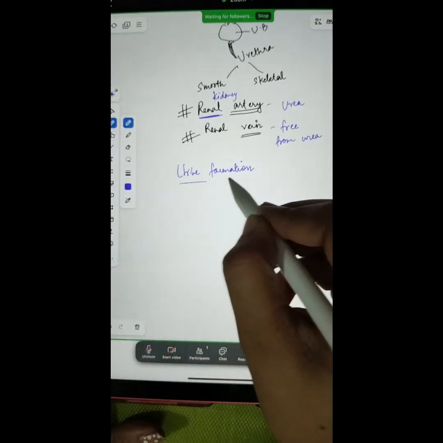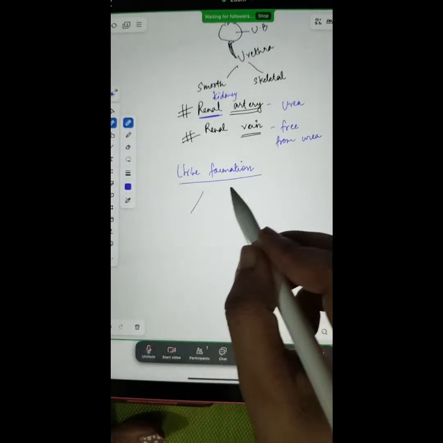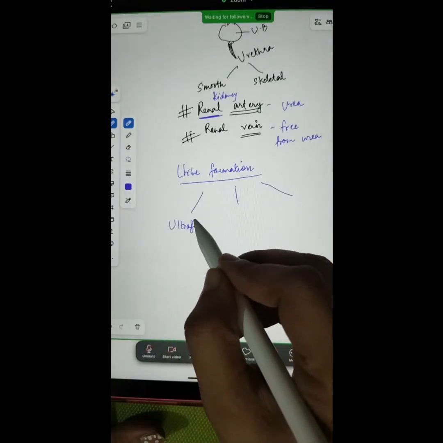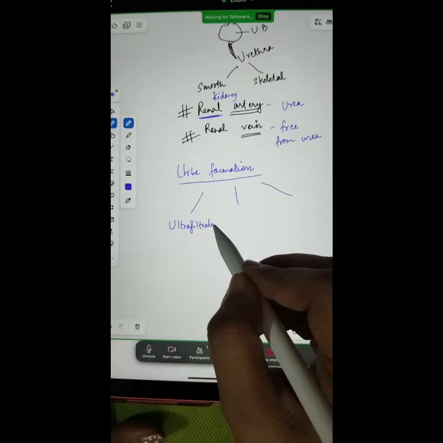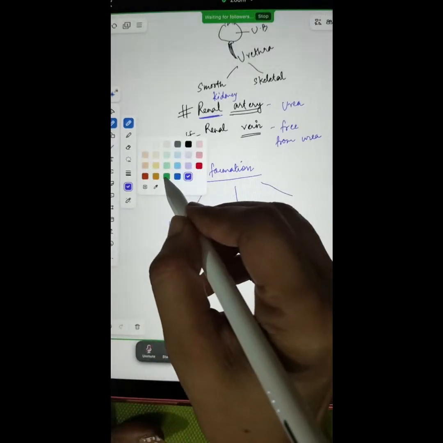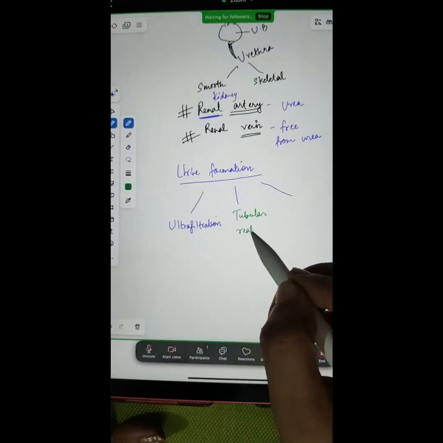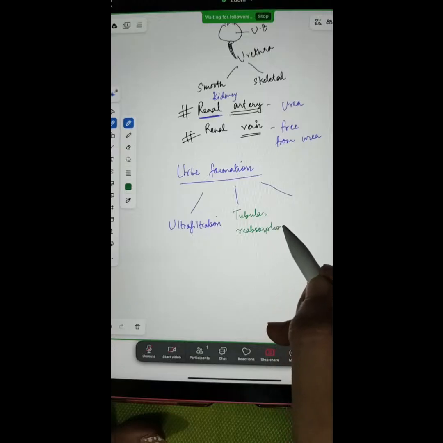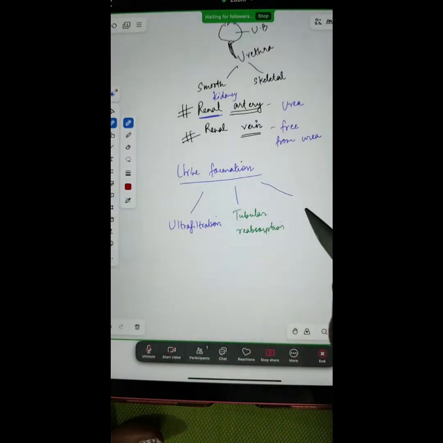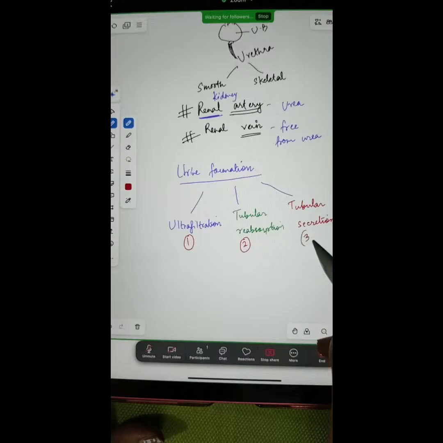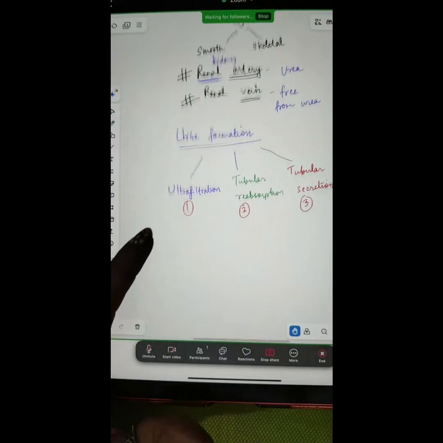Urine formation includes three steps. The first step is going to be ultrafiltration. The second step is going to be known as tubular reabsorption. And the third and the final step will be known as tubular secretion. So we need to know all the steps in a serial order. We cannot write it randomly.